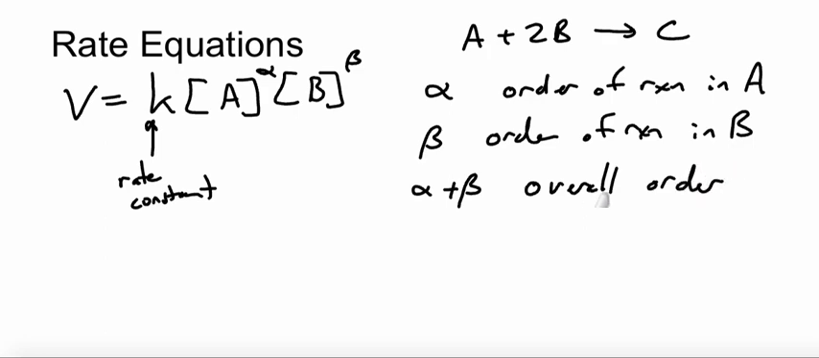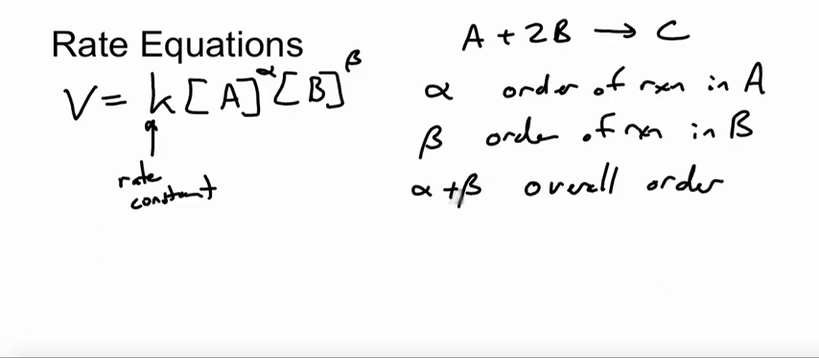The overall order only exists if the rate expression really is this simple. If we have something more complicated than this, for instance, if we had a fraction and then we had maybe A plus B on the bottom, then there actually wouldn't be an overall order. So the overall order is only true if we have this simple type of expression where it's just a product of a bunch of terms like this. So we sum up the exponents to get the overall order. That's the vocabulary we need.